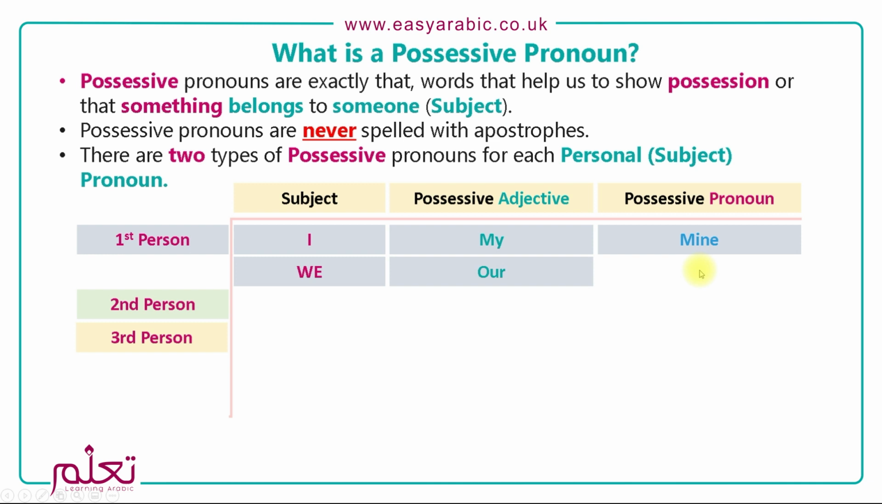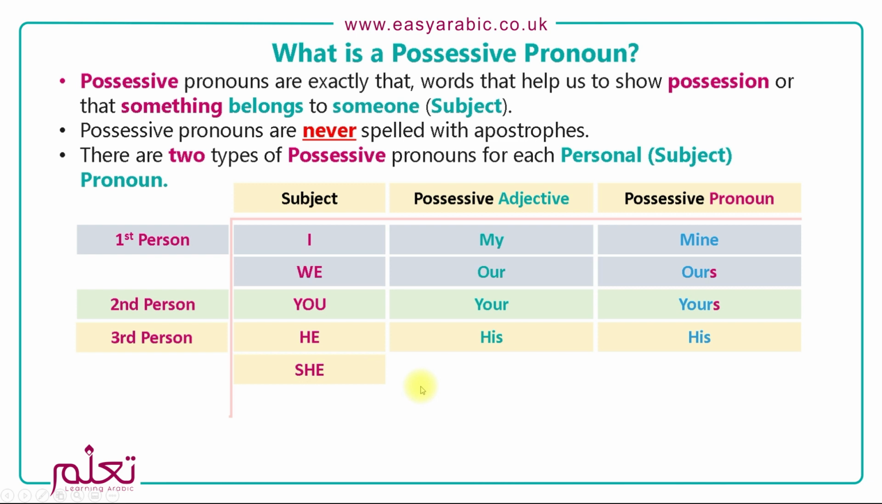And then we have the second, which is you. And the adjective is your. And the pronoun is yours. And I'll explain what the difference between the two of these are. I just need to cover these just to show you. And then we've got the third person. When we talk about he, the adjective is his. And the pronoun is also the same, his. Then we have she, whose adjective is her, and the pronoun is hers. And then we have they, and this is their, and theirs.